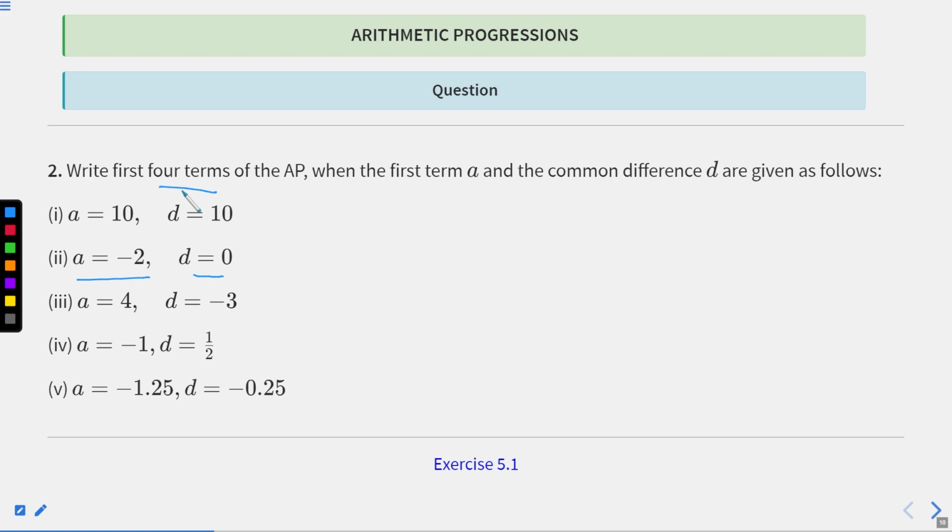In the third one, we have given the value of A is equal to 4 and the value of D is equal to -3. In the fourth one, we have given the value of A is -1 and the value of D is equal to half. And in the fifth one, we have given A is equal to -1.25 and D is equal to -0.25. Now let us see the solution.